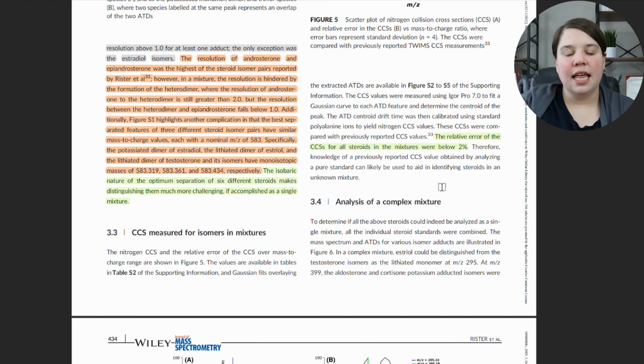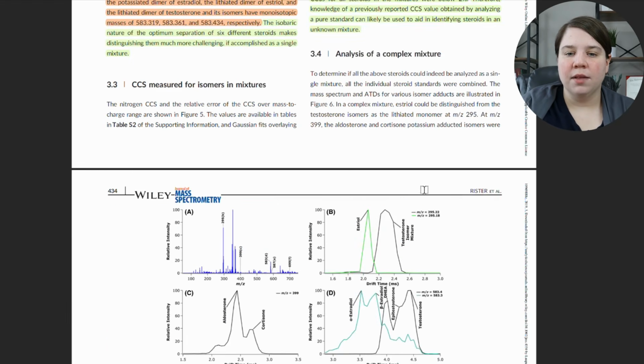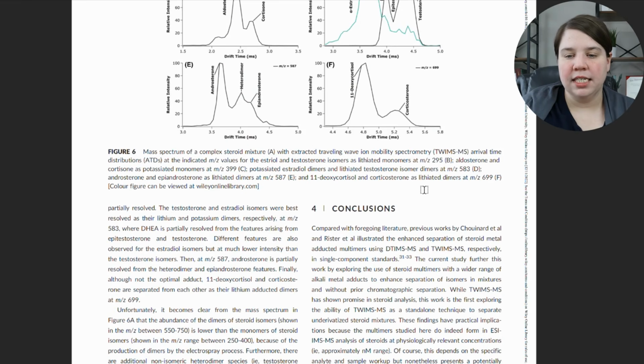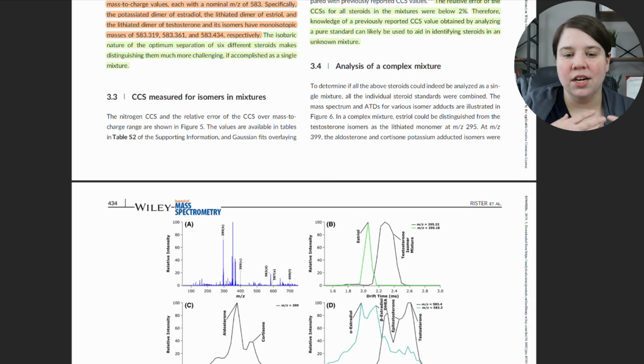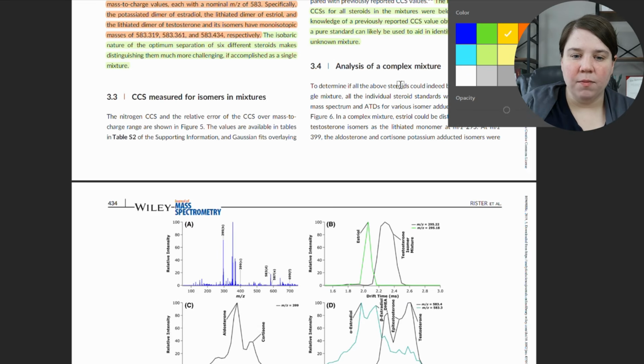So you can see that the next section is CCSs, and overall, I'm trying to show the error that's involved in here. So you can see I am telling them the relative error for the mixtures was below 2%, which is what is considered valid in this field. And then saying previously analyzed data could be used in identifying steroids. So that's the impact. And then finally, we did a complex mixture. So we added them all together and separated them out.